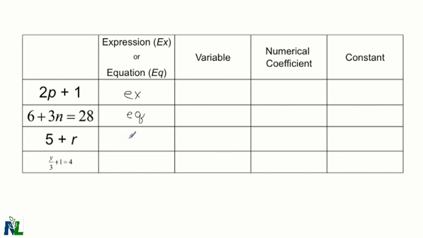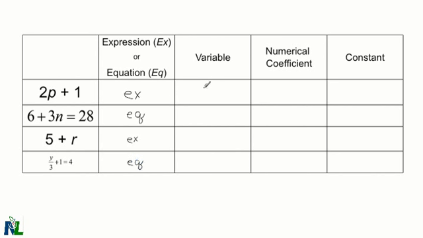5 increased by a number does not have an equal sign, which makes it an expression. And finally, y over 3 plus 1 equals 4. There's that equal sign, so we know it's an equation.